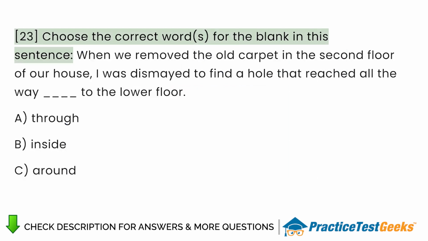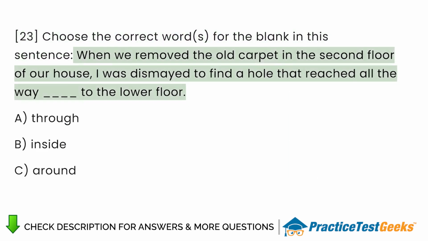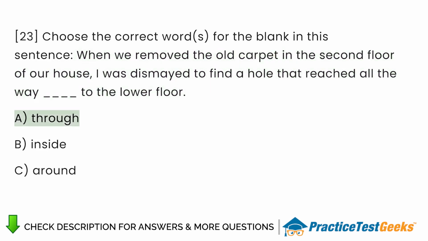Choose the correct word for the blank in this sentence. When we removed the old carpet in the second floor of our house, I was dismayed to find a hole ___ that reached all the way to the lower floor. A. Through. B. Inside. C. Around.